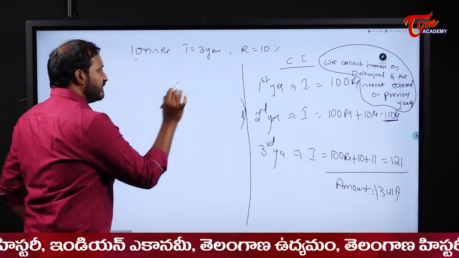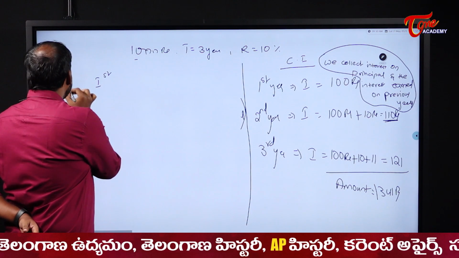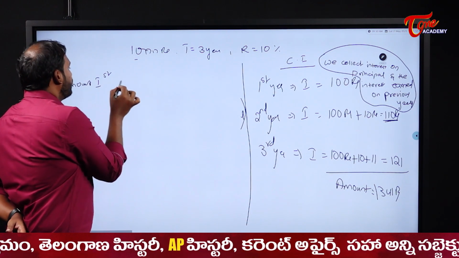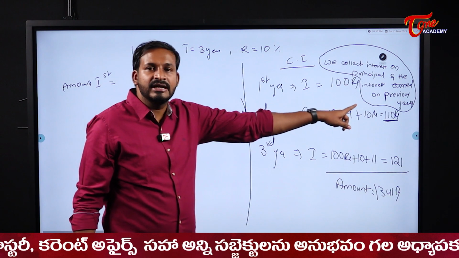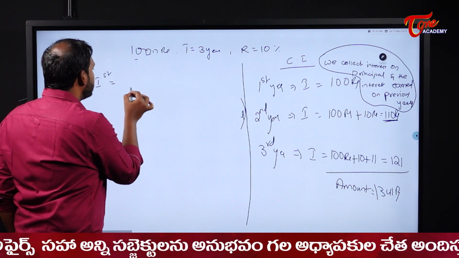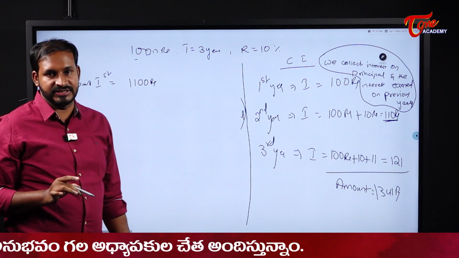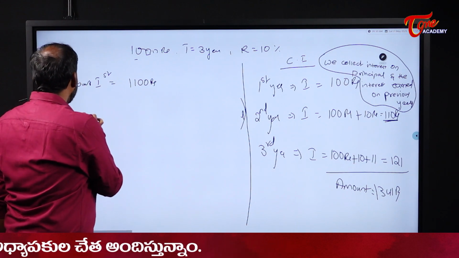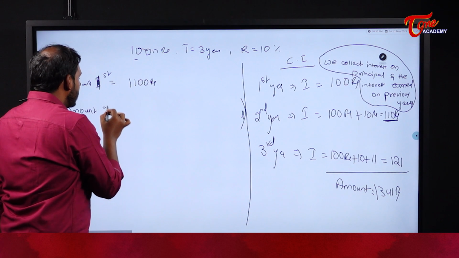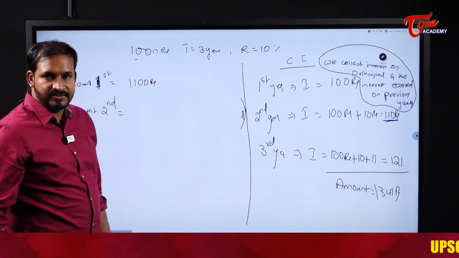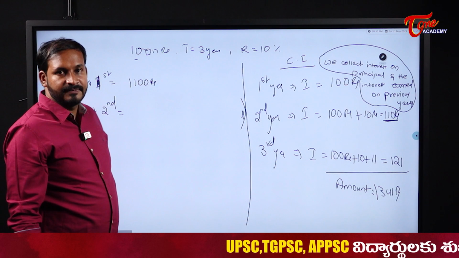If it is the compound interest case, for the first year, what is the amount after the first year? 1000 rupees is my principal here, and the interest I earned is 100 rupees. That means I will get 1100 rupees in return. This is the amount after the first year. Now, what will be the amount after the second year? Please observe here, students. Amount means principal plus interest. Now, my previous one is how much?